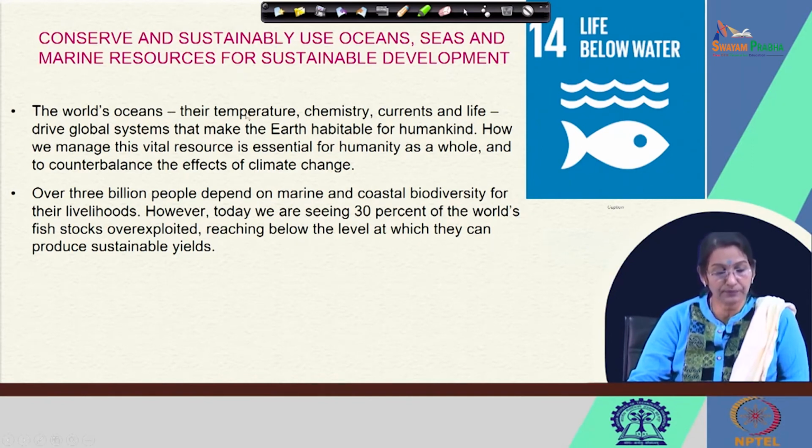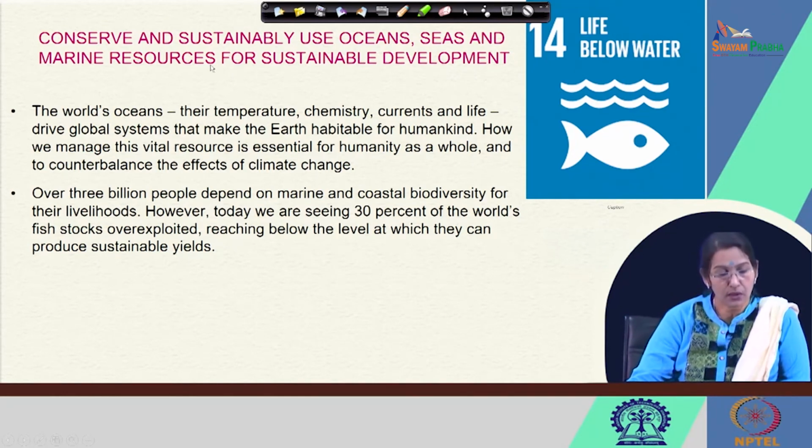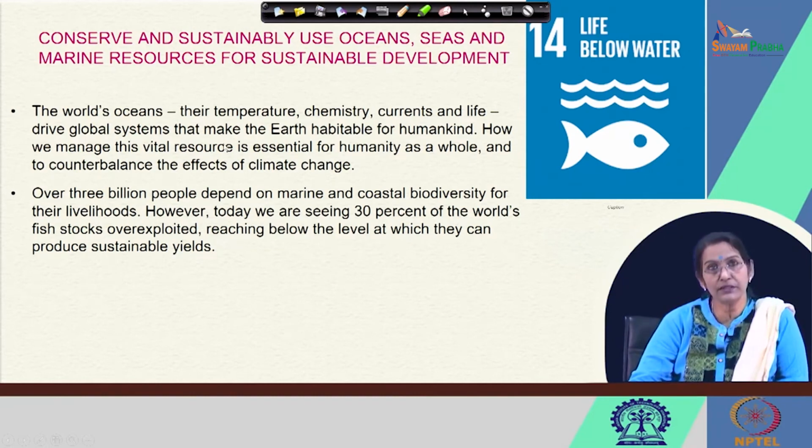With global warming, the world's ocean temperature, chemistry, currents, all kinds of things are also being changed, and this affects human habitat. So, how to manage these vital resources has become very essential for humanity as a whole, especially to counterbalance this climate effect.